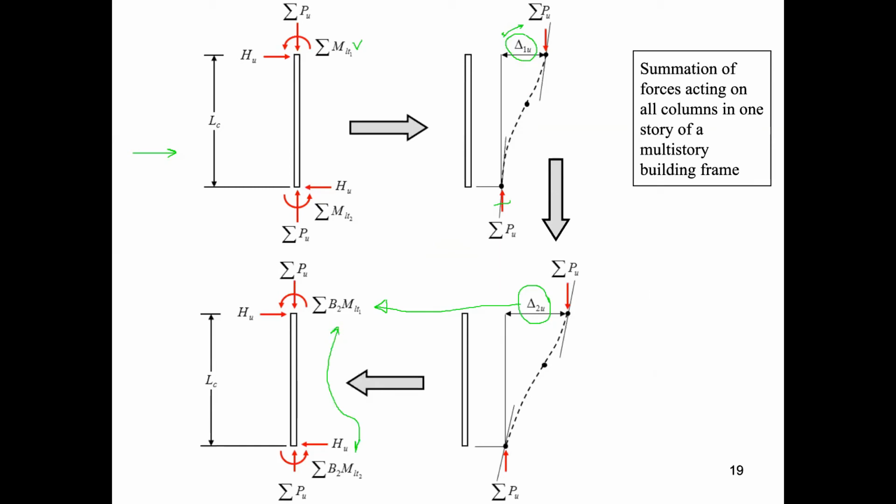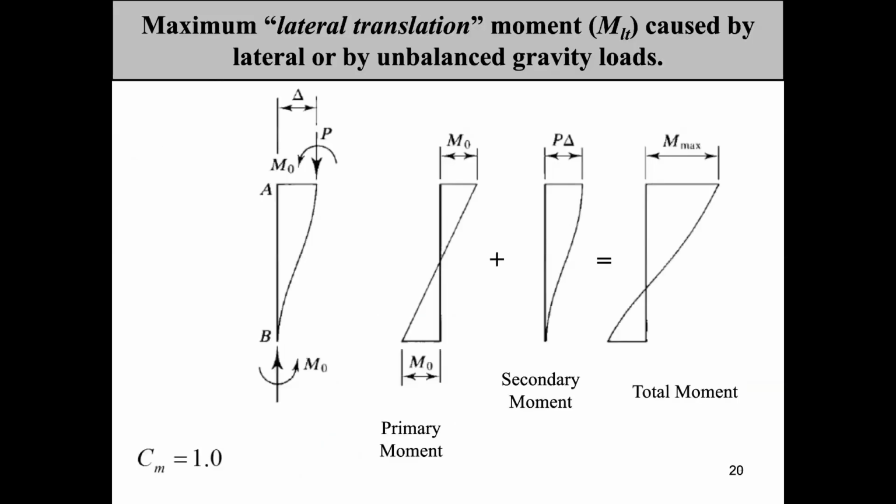The rationale for using the total story load and strength in calculating B2 is that if side sway is going to occur, all columns in the story must sway simultaneously. Before we go deeper into sway frames, we need to discuss the maximum lateral translation moment, MLT, caused by lateral or by unbalanced gravity loads.